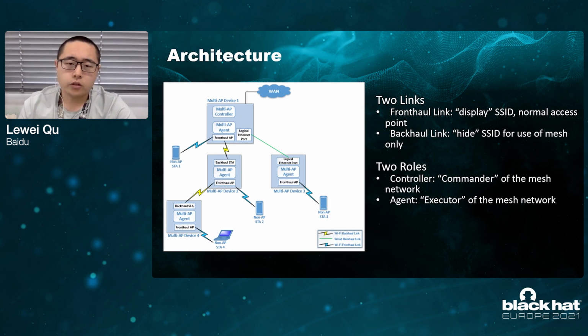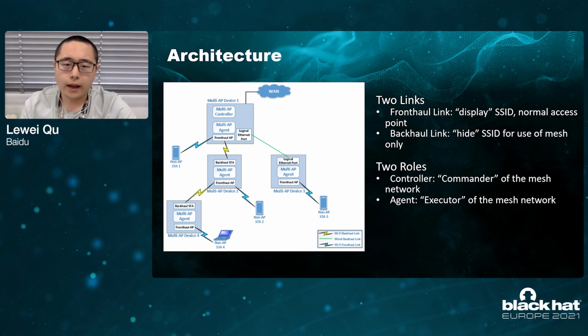So let us introduce the architecture of EasyMesh. Here, there are 2 key links and 2 key roles. First, the two key links. The front haul link is the link displayed in our normal life, which our smartphone could find automatically and get in touch with the internet. Second, the backhaul link is the link that could not be searched in the normal world. It is a hidden SSID. It is designed for mesh networks only.